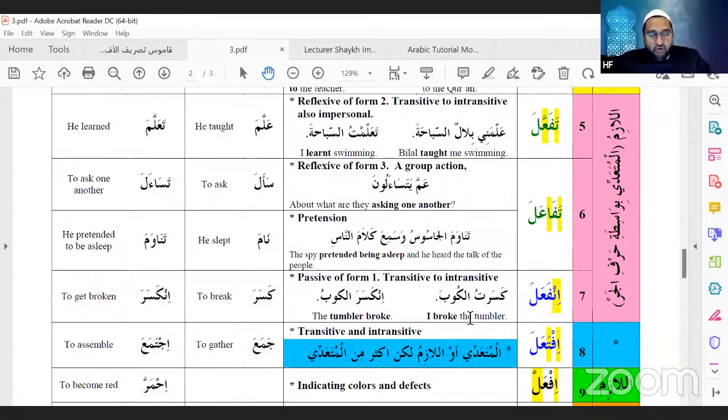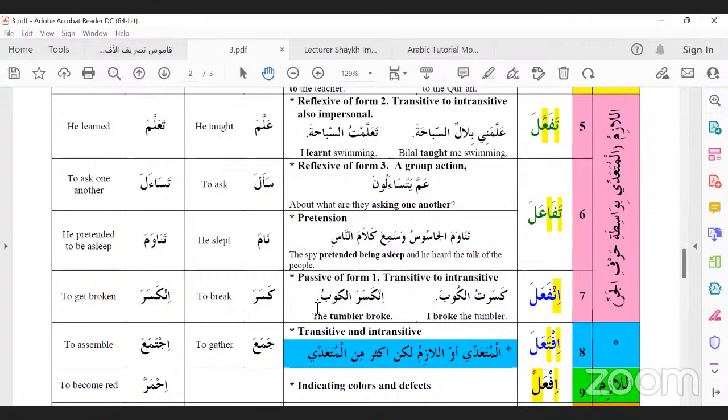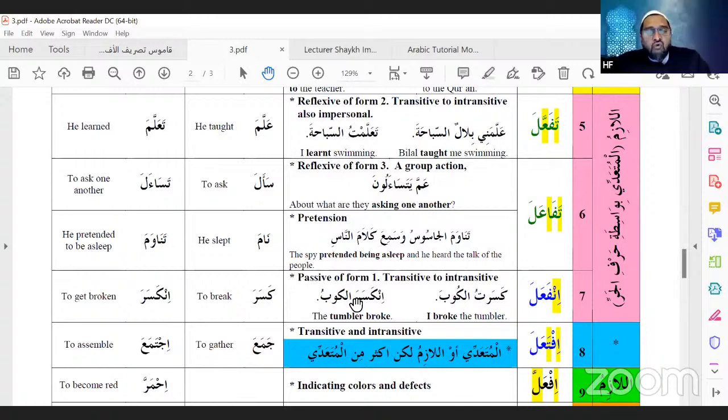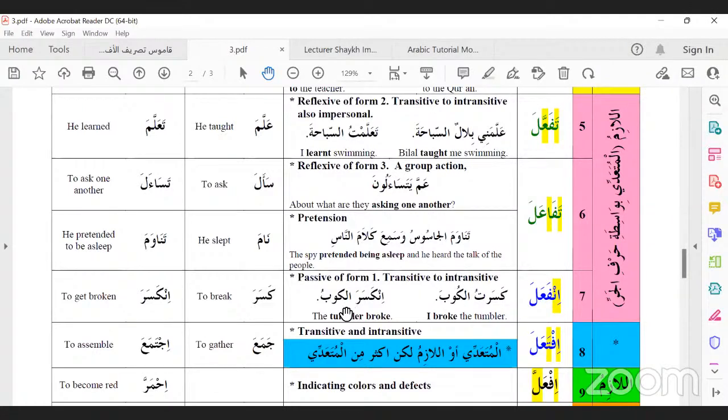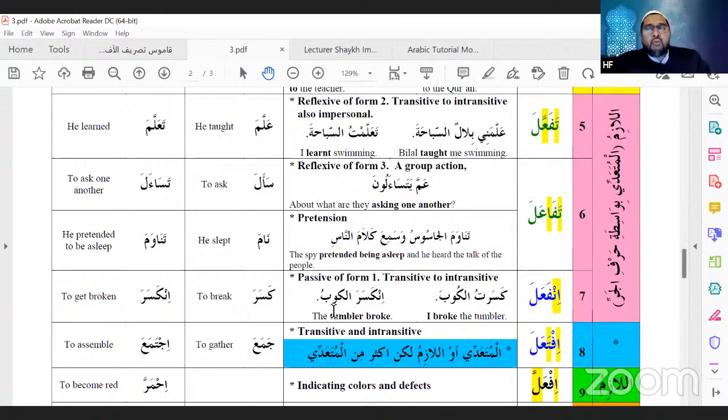Okay, how is this passive? I'll explain. When you say in kasara al-kubu, we're saying that the cup broke, but who broke the cup? We don't know. That's why it's called passive of form 1, because we don't know who the subject doing the breaking is. Exactly. So when we say in kasara dhahri, my back has broken. Who broke the back? We don't know.